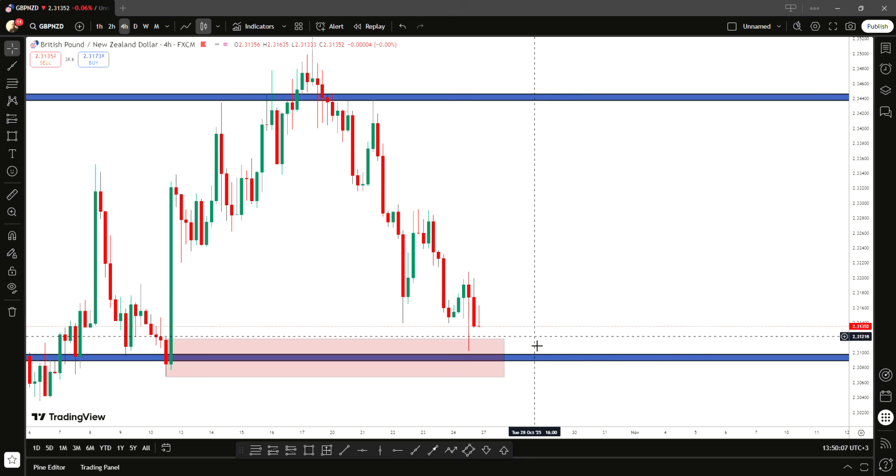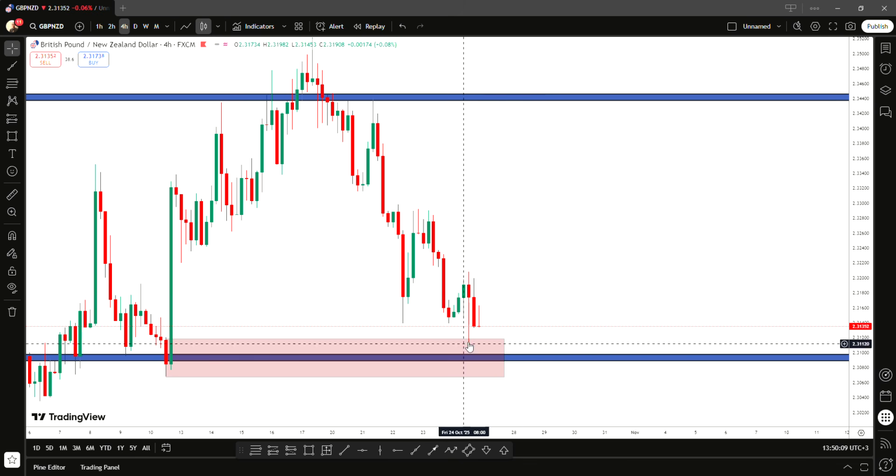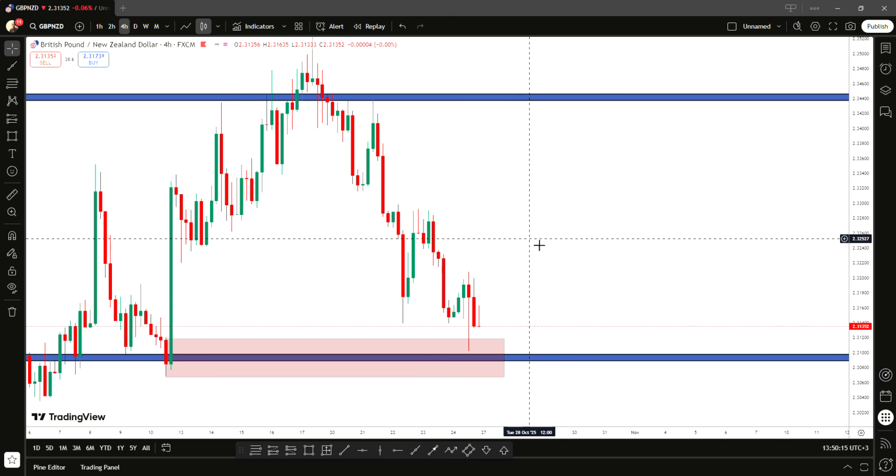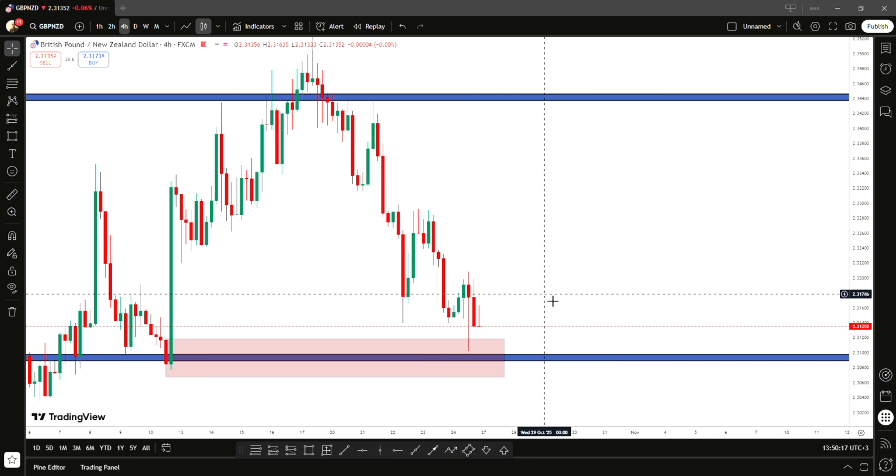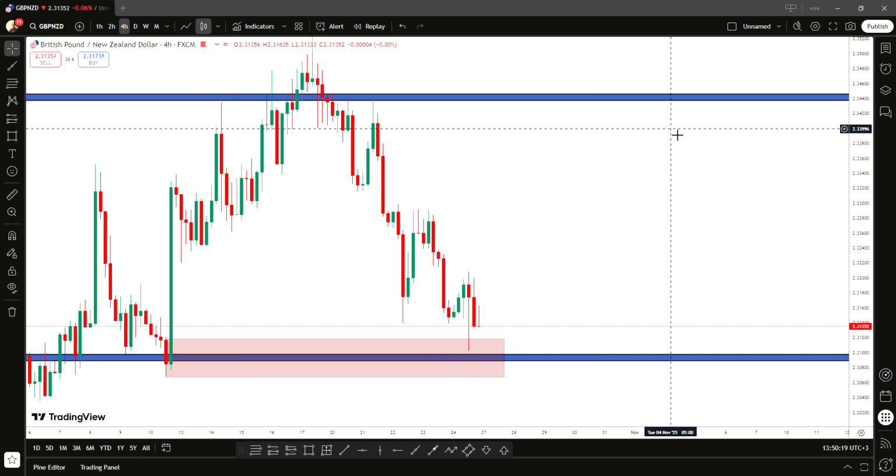Or if I do not get a head and shoulder, it is okay. I'll wait for a break of this previous structure here and then create a higher high. So on the higher low, I'll be looking for demand zones to push price up to this level. Simple, clear, and straight to the point. If I get that, then I'll be interested in this market.